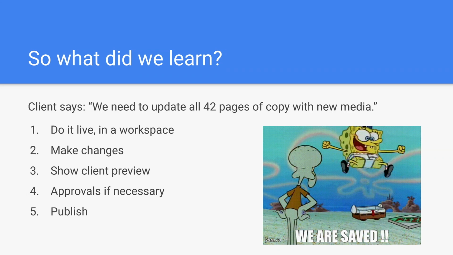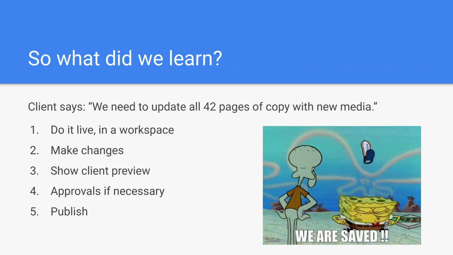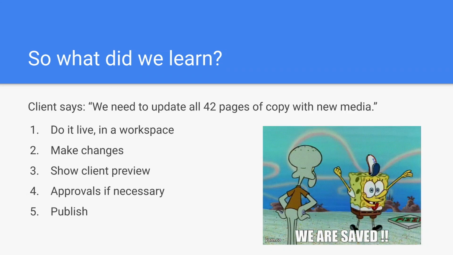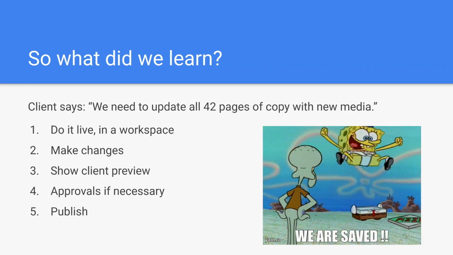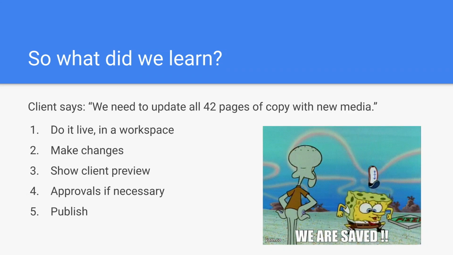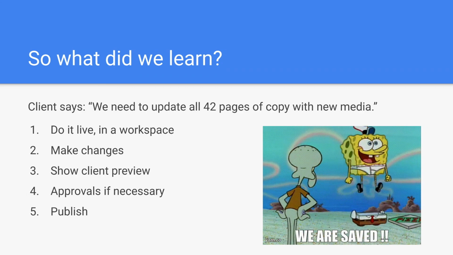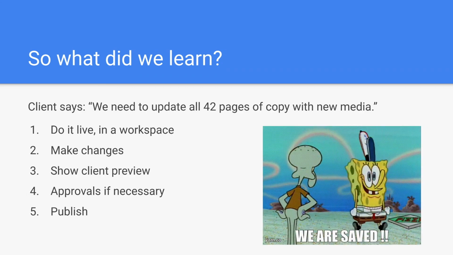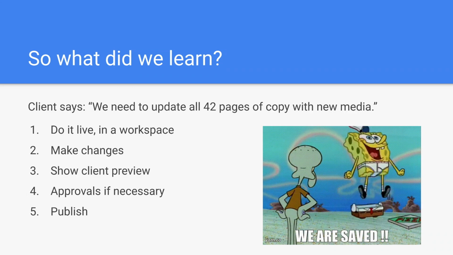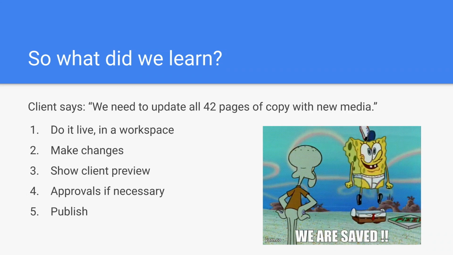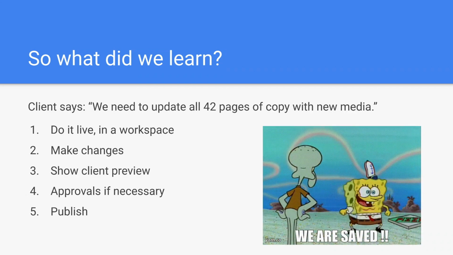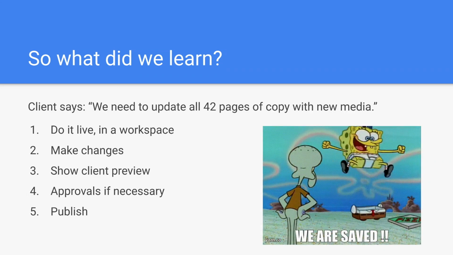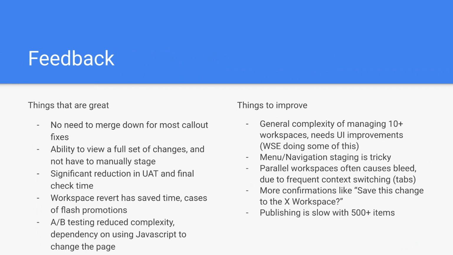So what did we learn now? We learned that, okay, when some client comes and asks you, all right, we've got to update all these 42 pages, say no, say do it in live. Here's the workspace. Make your changes. You can send a preview link to whoever has to approve it. Set up your approvals if necessary for content governance. Publish it, and that's it. You only did things once. You didn't have to do things twice. You didn't have to run an export import job. You didn't have to reload stage. All those problems are gone. Really, really awesome with Workspaces.